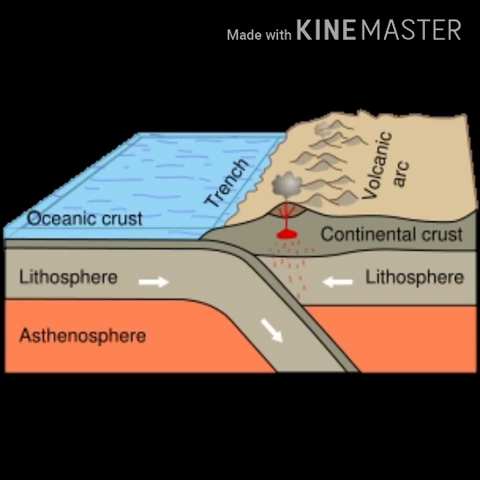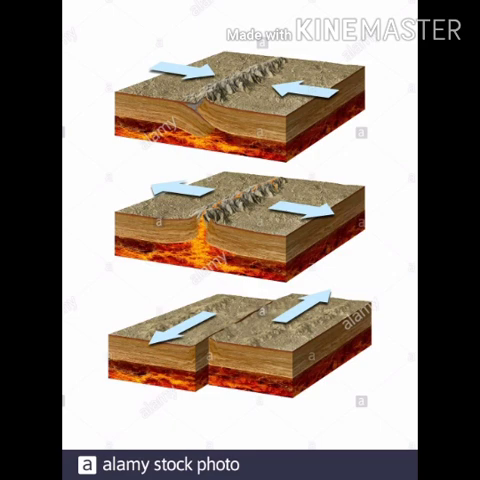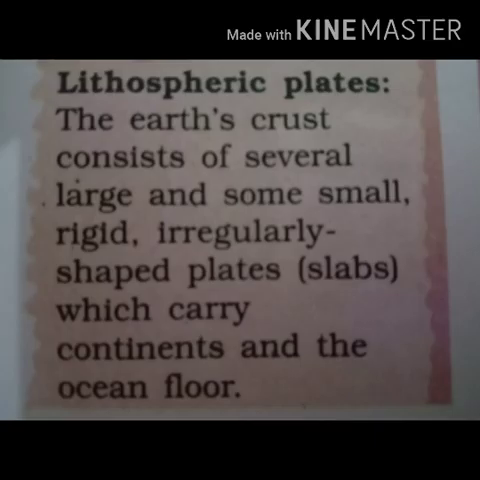The Earth's crust consists of several large and some small, rigid, irregularly shaped plates which carry continents and the ocean floor. These are called lithospheric plates. What is lithospheric plates? The Earth's crust consists of several large and some small, rigid, irregularly shaped plates or slabs which carry continents and the oceans. These are called lithospheric plates.